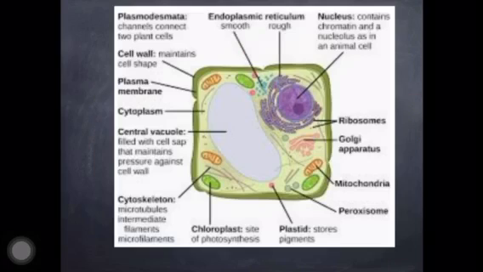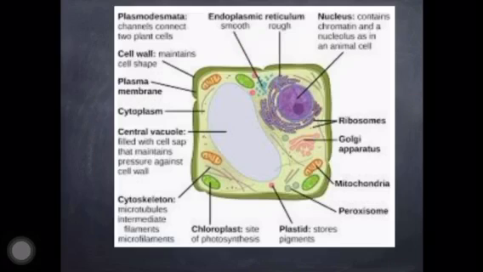The first is plasmodesmata. Plasmo stands for a thin membrane and desmata are the pores. So these are the pores which are the channels connecting plant cells. It means these are the pores which connect to the neighbor cell. Next is the cell wall, not a new word for you, which maintains cell shape. Then the plasma membrane, or we can call it the cell membrane as well.